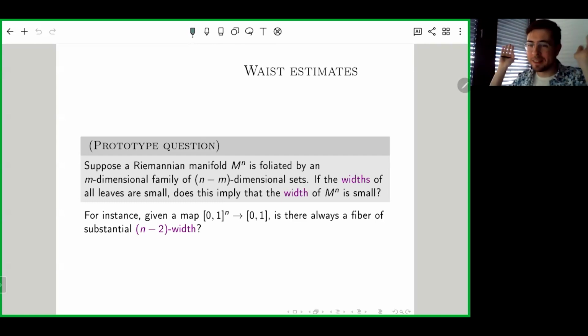And I hope I motivated it enough if it was not already interesting on its own. So I call it a waist type of question because, in other words, what I'm saying is I have an n-dimensional space, I map it to something lower dimensional, and then I want to guarantee the existence of a fiber large in a certain sense. And here, this certain sense will be by measuring widths of the fibers. But generally, people investigated many different questions which fall in this setting.